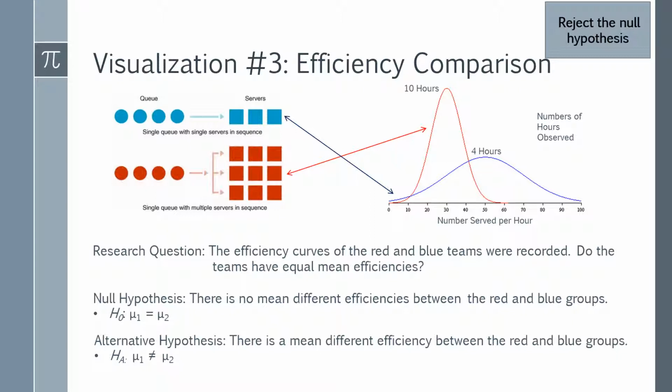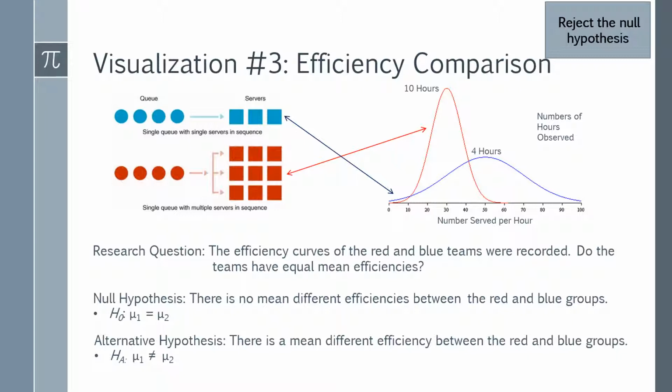In this visualization question, the claim is determining an efficiency comparison. Researchers are attempting to determine whether a queue with a single line of servers is more effective compared to a queue with 3 lines of servers. Be advised, the blue servers represent the single servers while the red represents the multi-servers. Visually, 2 symmetrical bell curves are utilized to aid analysis.